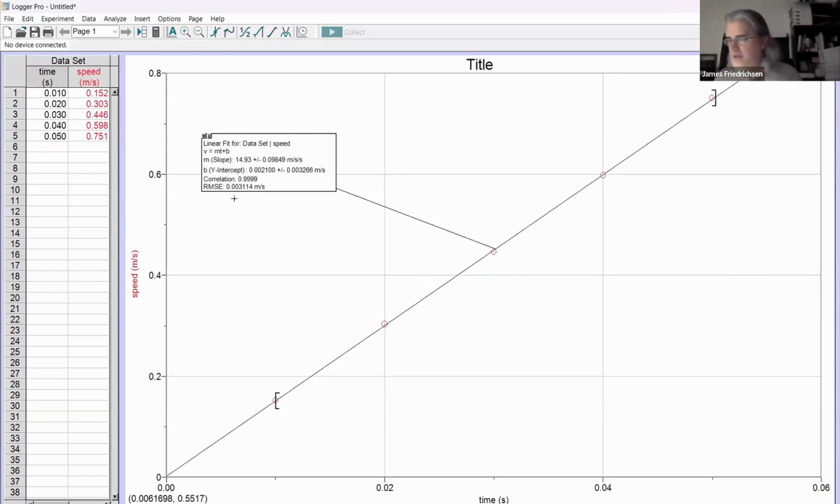We pretty much finished up the first lab on uncertainty and graphing. The next lab we're going to do is the one that we were watching the video for earlier, with the charges and the electroscope.